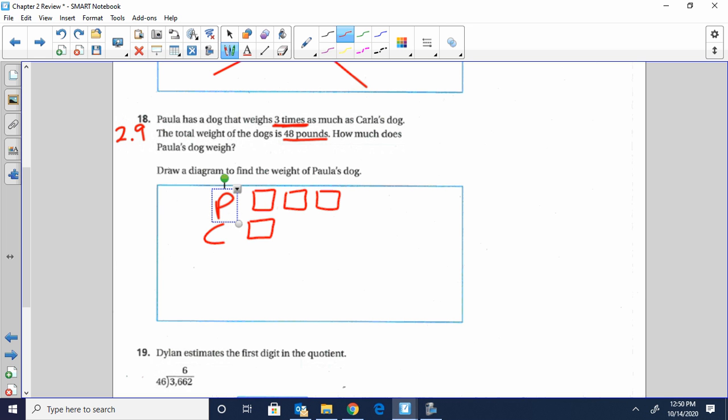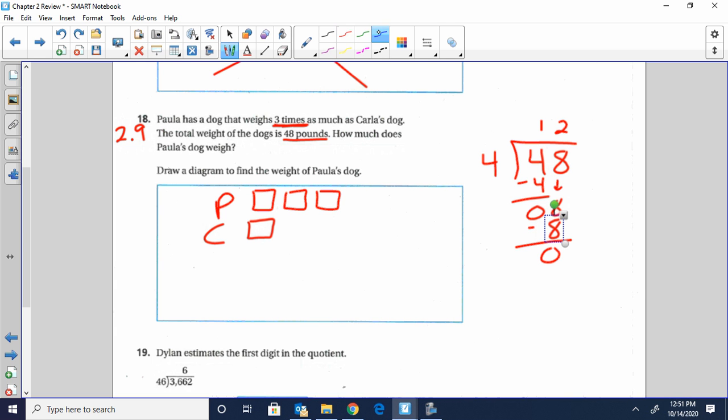Now, we use this so that we count the total number of boxes. There are 4 total boxes, 3 for Paula, 1 for Carla. We do 48 pounds divided by 4 boxes. 4 goes into 4 once. 4 goes into 8 2 times. And our answer is 12. That tells us that every box is worth 12.